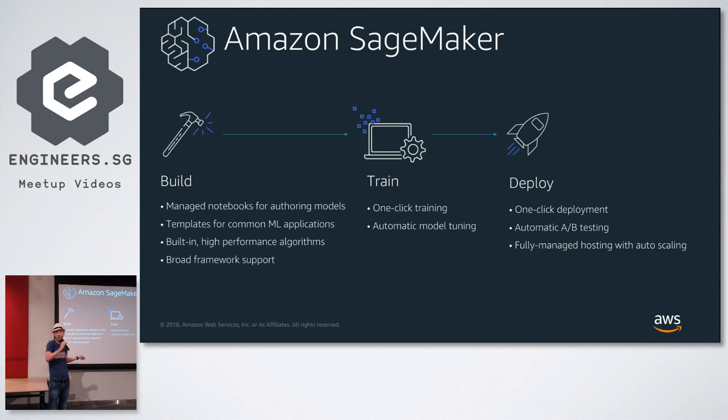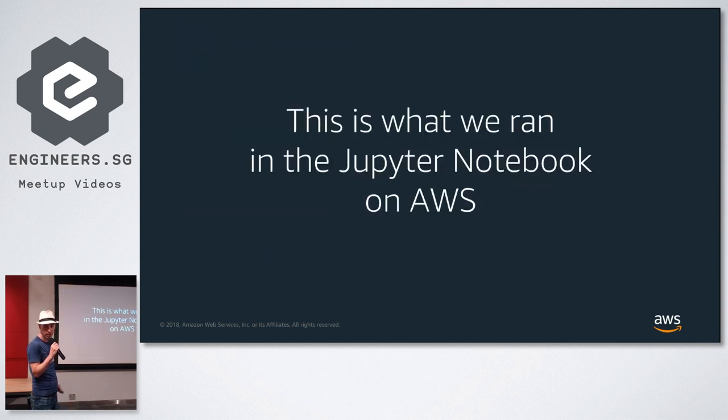But one of the built-in algorithms that SageMaker has is, you want to make an image classifier? We got that for you. All you need to do is give us some data. So this is what we did in our Jupyter notebook. And now let's go back and look at the notebook, and we'll review the code a bit more.